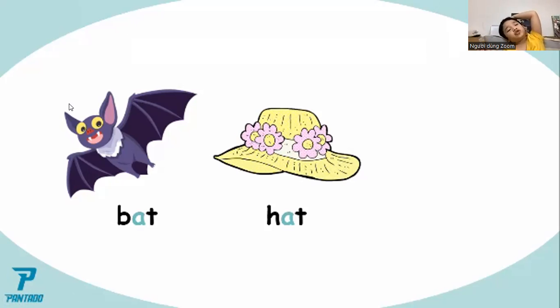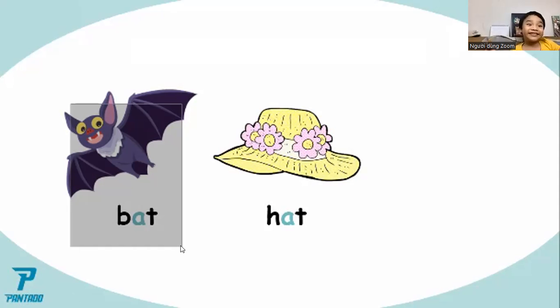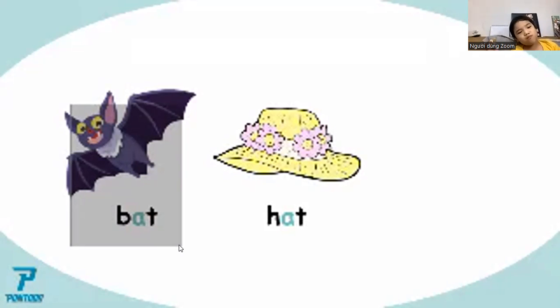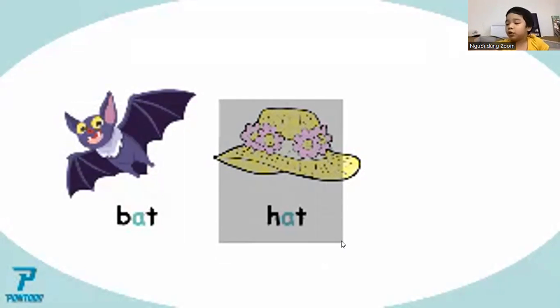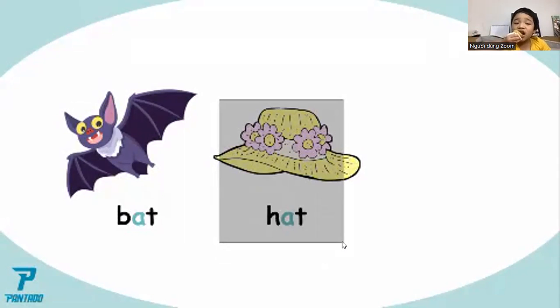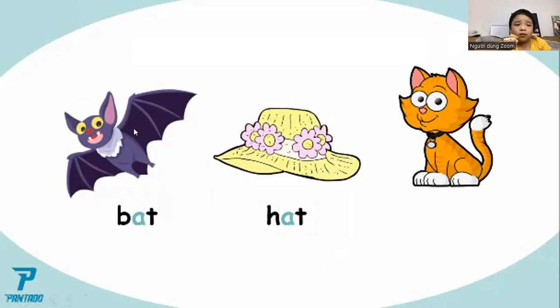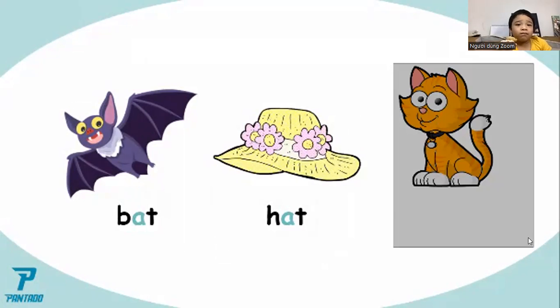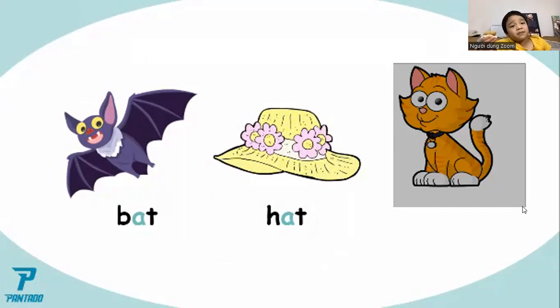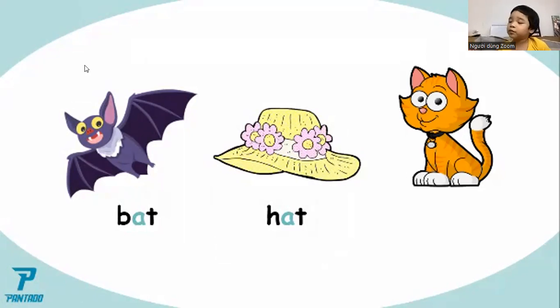Okay. You say it is a bat. It is a bat. Okay, next, it is a hat. It is a hat. Very good. Okay, so what is this? Cat. Very good. You say it's a cat. Cat. Okay, say it again. It's a cat.